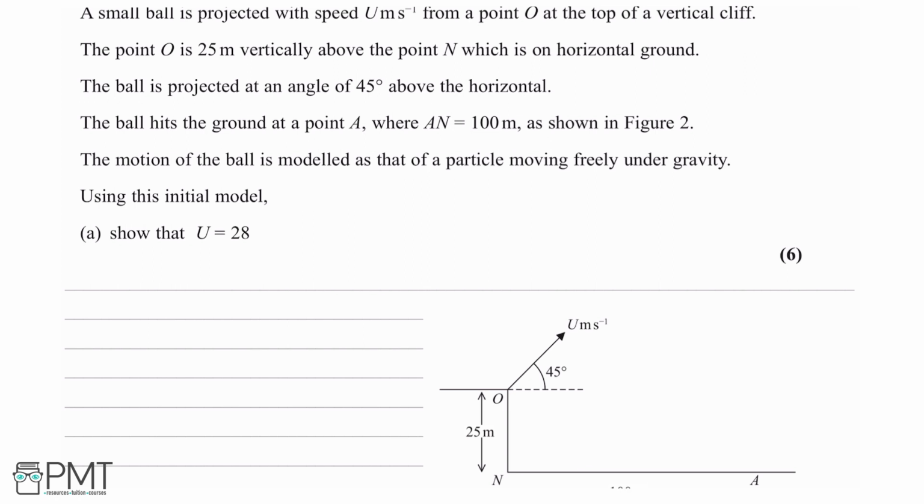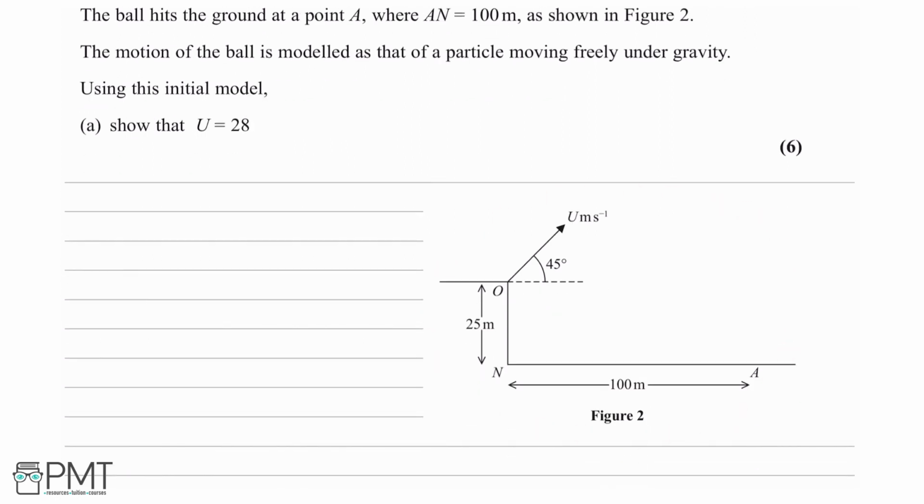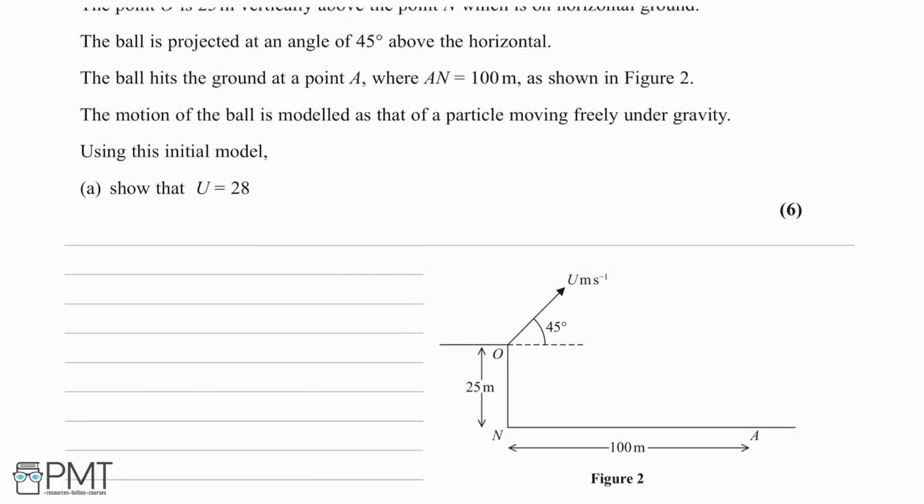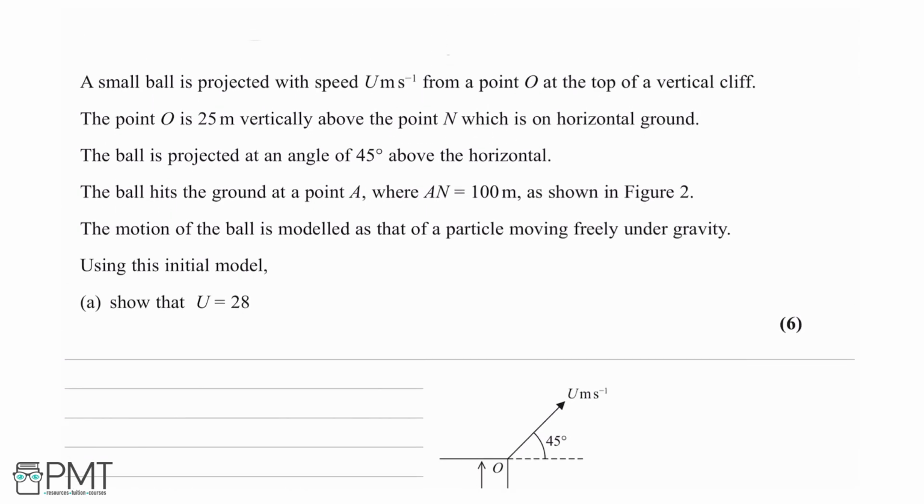So we have our figure 2 here. We're then told the motion of the ball is modelled as that of a particle moving freely under gravity. Using this initial model, we need to show that u, our initial velocity, is 28 for 6 marks. So let's go through the question and pick up some key points.